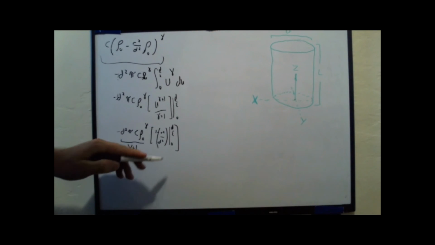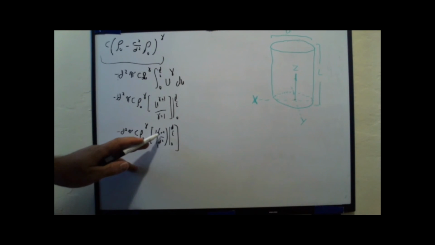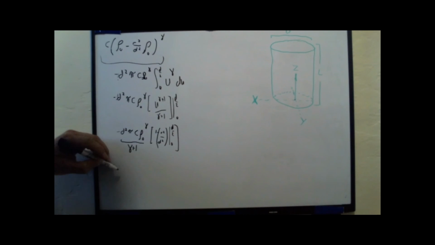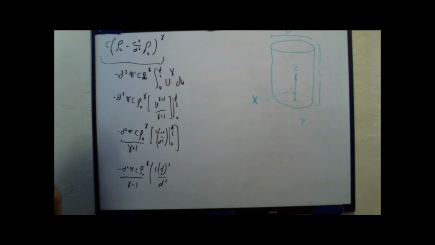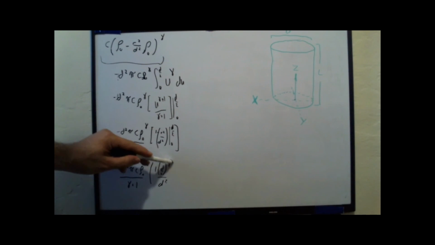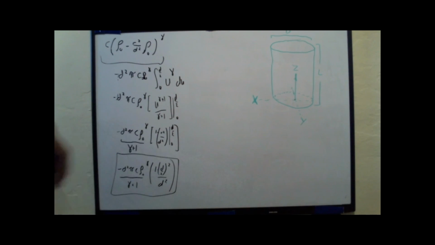Finally, plugging in, we know that when we plug in 0 to this, it just becomes 0. So we can simplify this to negative d squared pi c rho naught to the gamma over gamma plus 1 times 1 minus d over 2 squared divided by d squared, and that will be our application for pressure on the face of the tank.